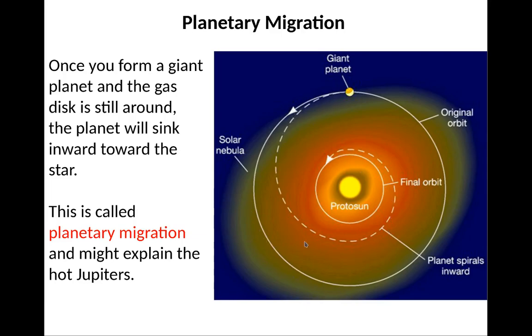This is known as planetary migration, and this might explain the hot Jupiter. Basically, you have a giant planet and a disk of material. As that planet moves through that disk of material, it gets slowed down. It spirals inward, closer and closer to the protostar.